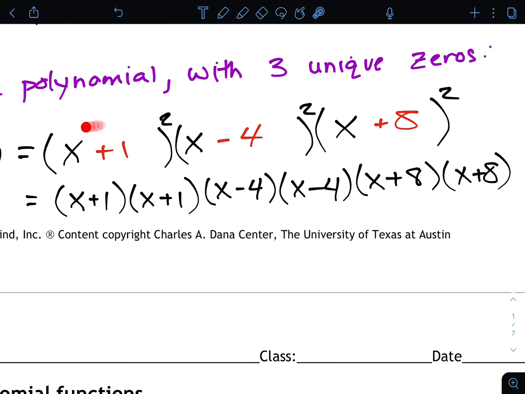So that's just me expanding what I wrote here, but you could have done this as a first step. You could have said, okay, well, I know I need 6 x's, so I'm going to have 1, 2, 3, 4, 5, 6. But I only want 3 unique zeros, so I'm going to repeat them so that some of them are the same. Some of them are repeats. So this one and this one is the same. This is only going to give me 1 distinct 0. This one and this one is the same, so I'm only going to get 1 distinct 0 and 1 here as well. So x equals -1, x equals +4, x equals -8.